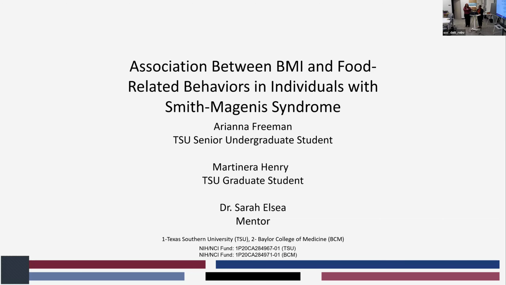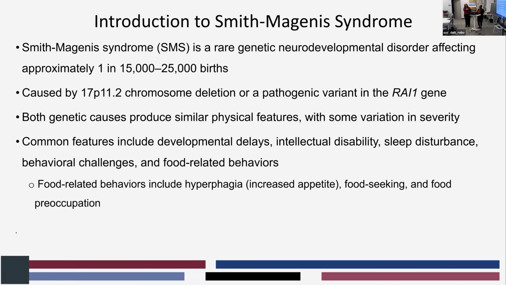also known as SMS. So SMS is a rare genetic neurodevelopment disorder that affects approximately 1 in every 15 to 25,000 births. It is caused either by a deletion in chromosome 17p11.2, or by a pathogenic variant in the RAI1 gene. Although these genetic disorders are different, individuals with SMS often experience developmental delays, intellectual disabilities, sleep disturbances, and behavioral challenges.